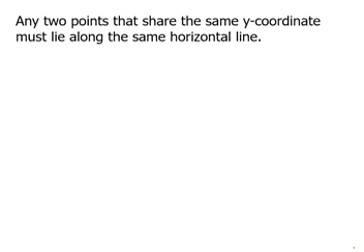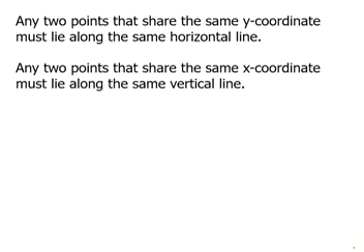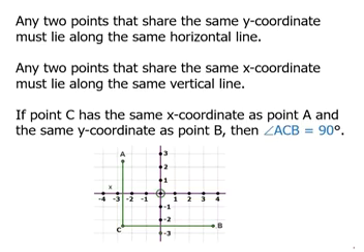Any two points that share the same y-coordinate must lie along the same horizontal line. Any two points that share the same x-coordinate must lie along the same vertical line. If point C has the same x-coordinate as point A and the same y-coordinate as B, then angle ACB has to be 90 degrees because any horizontal line is perpendicular to any vertical line.